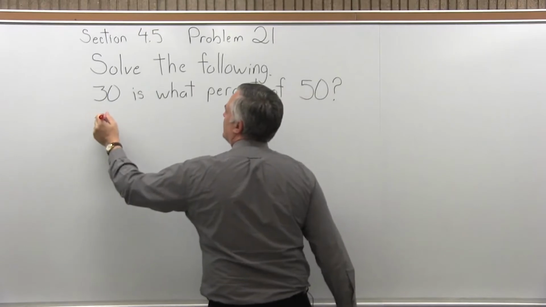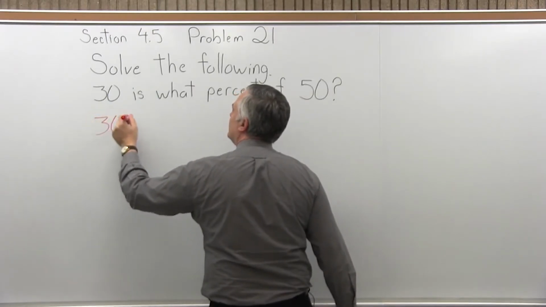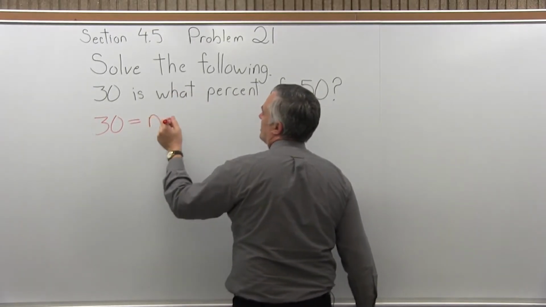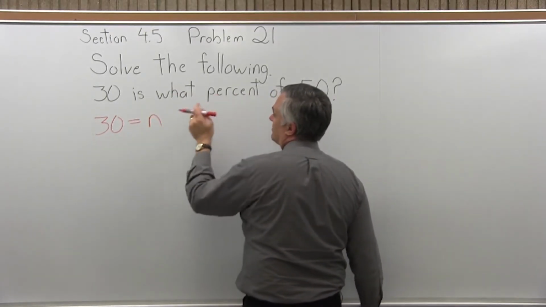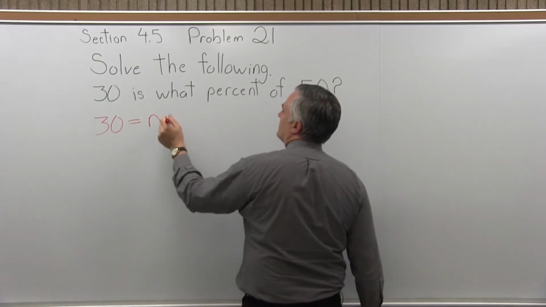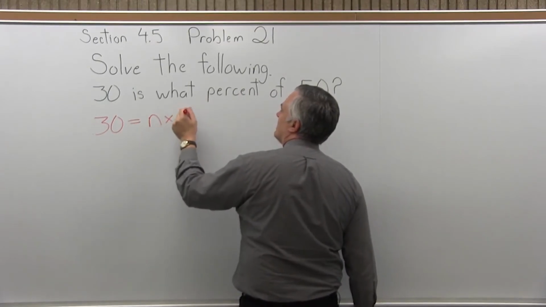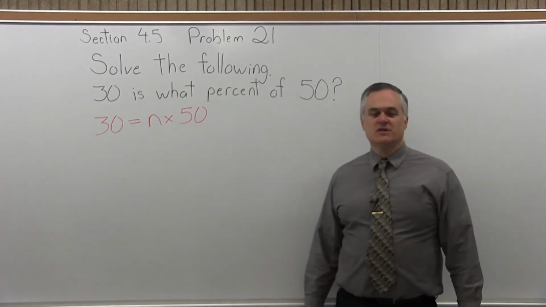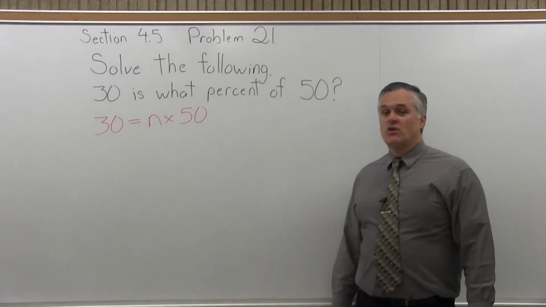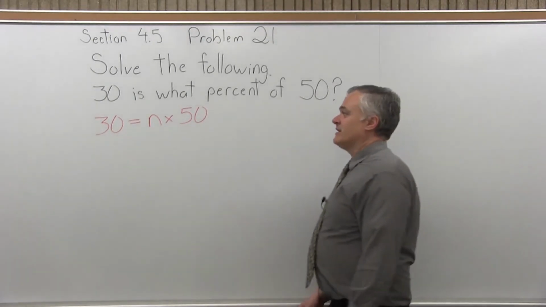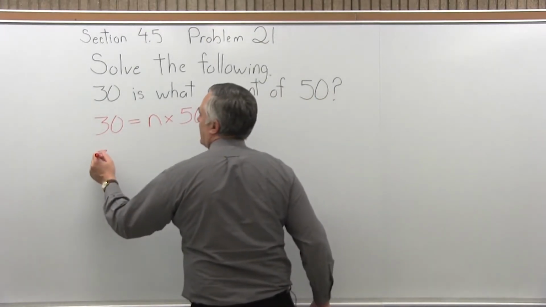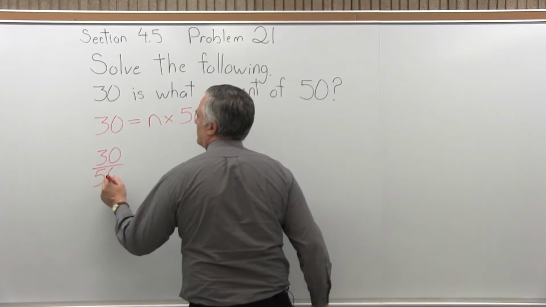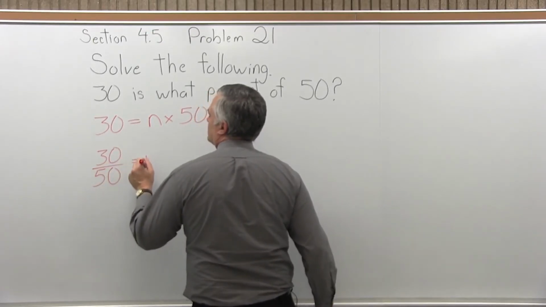So 30 is becomes 30 equals. What percent? The percent is unknown, so you can either call it n or p. Some people like p for percent. Of is going to be times, and then 50. So 30 equals n times 50. Now it's the n that we want to solve for, so to get the n alone, we divide by 50. So we have 30 divided by 50 equals n.